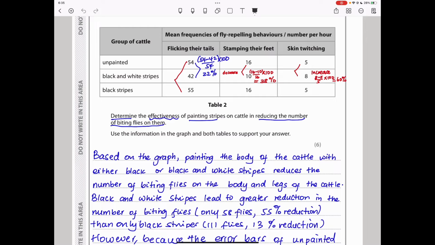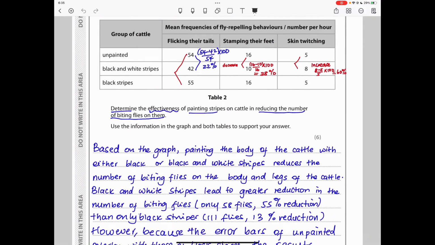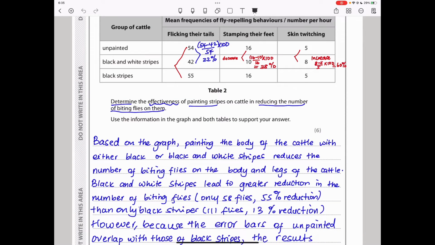So here they say, determine the effectiveness of painting stripes on cattle in reducing the number of biting flies on them, and use the information in the graph and both tables to support your answer. Remember, they are talking about effectiveness, so we have to know which method is more effective, or are they all effective or not. So I took them step by step. I began with a graph. So based on the graph, again, I want to take you back to the graph so that you can see it carefully.